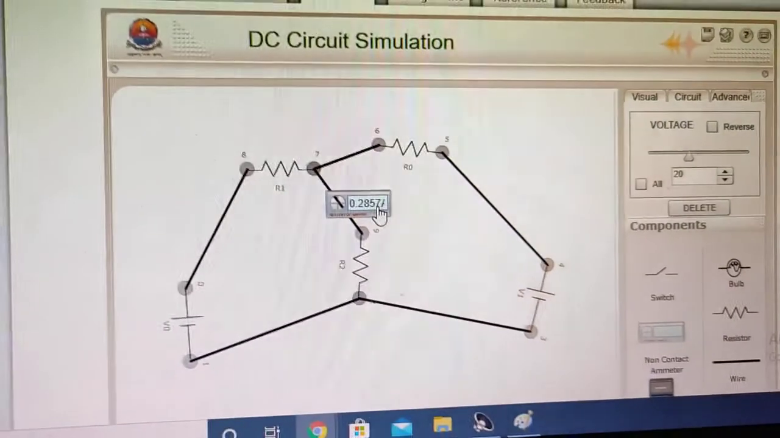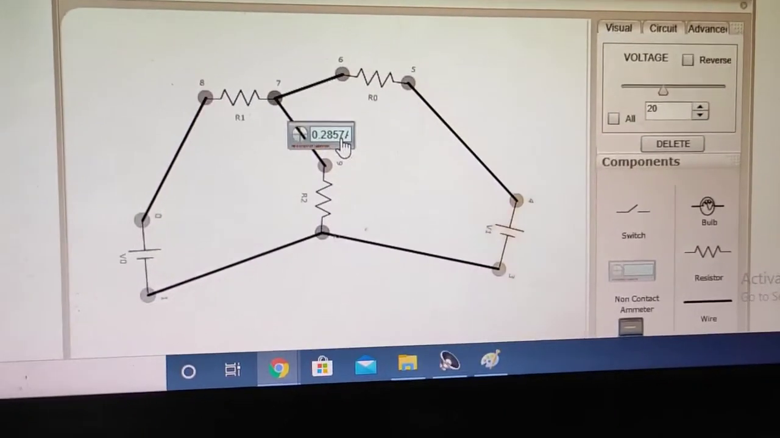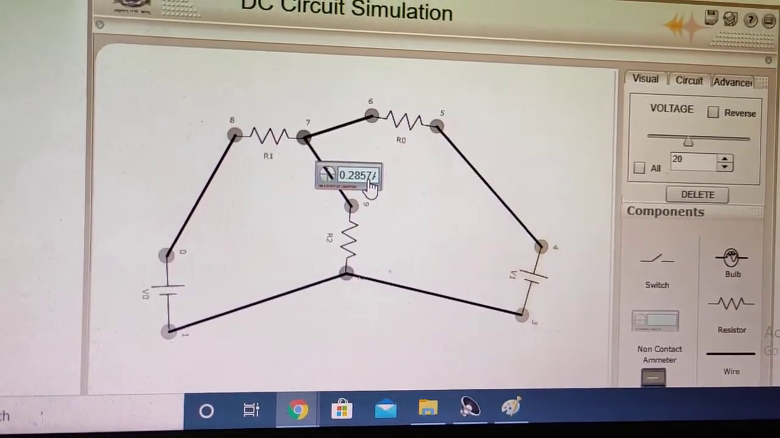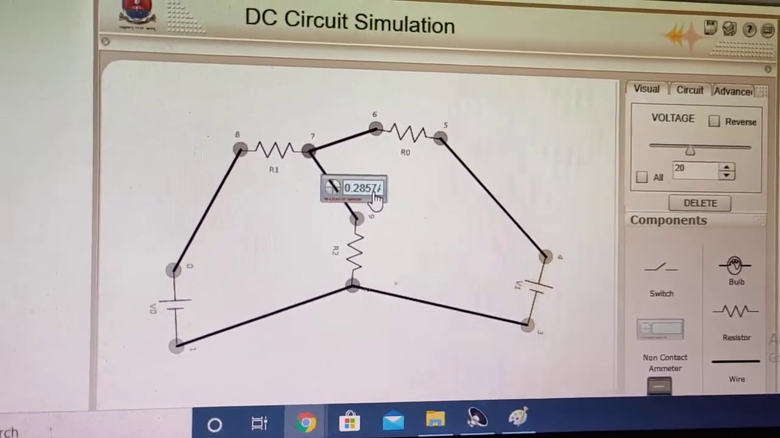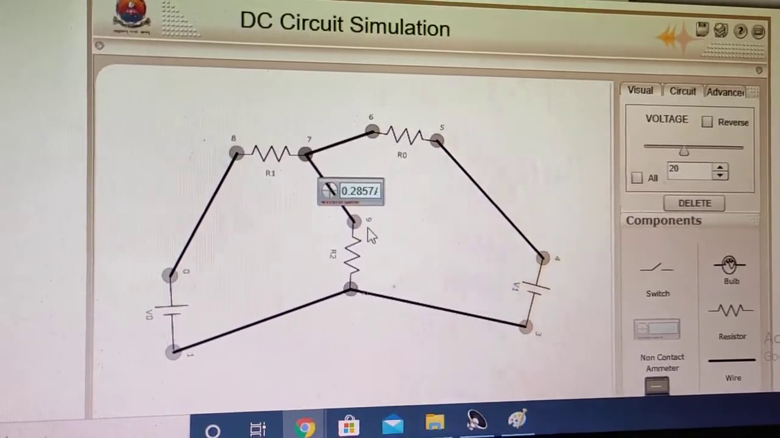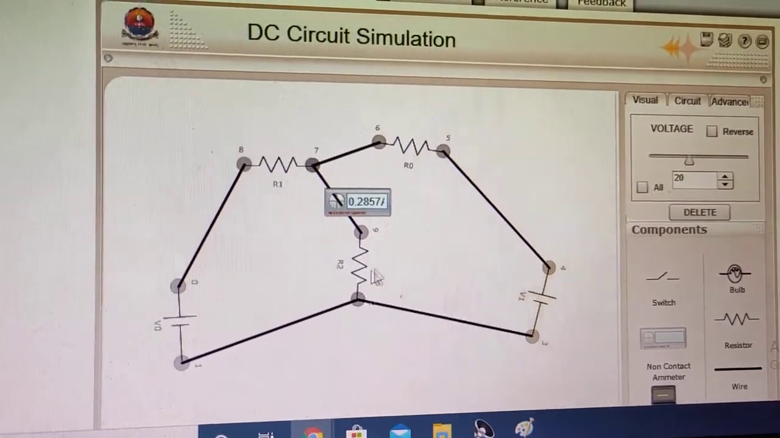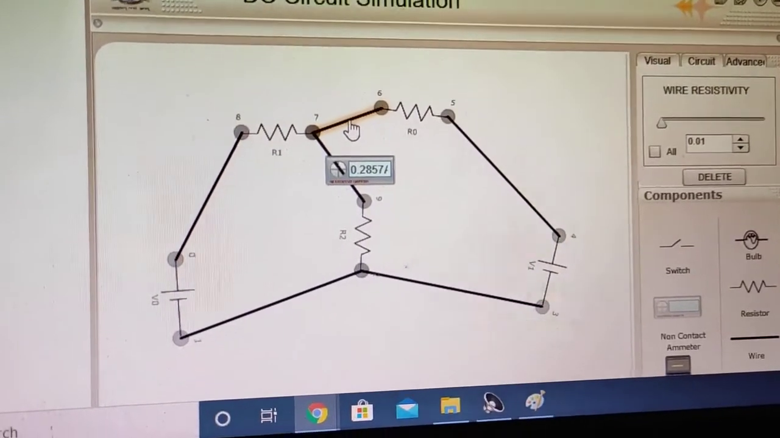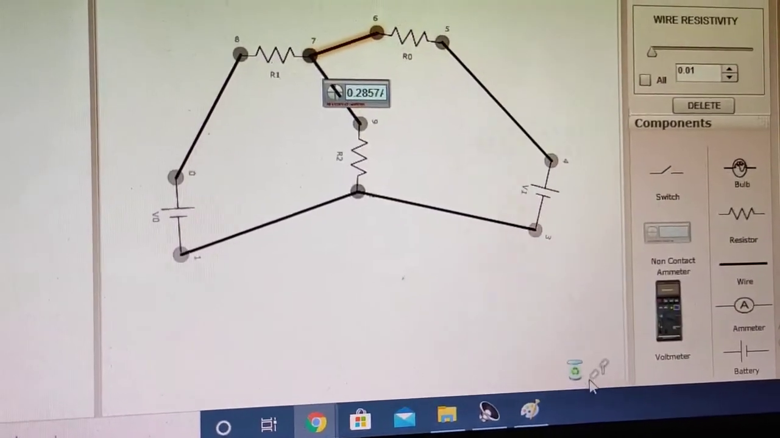So we simulated this circuit. Now you have to simulate it again by drawing the equivalent Thevenin circuit. What we need for that circuit is only that much of the circuit. So delete the rest of the circuit.